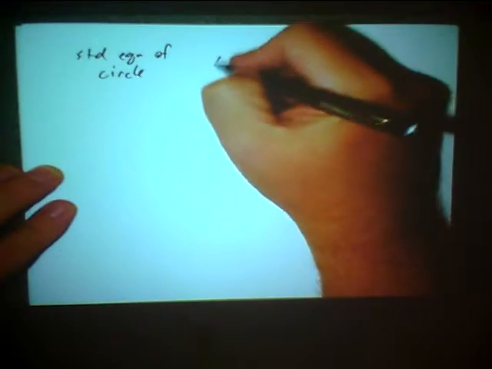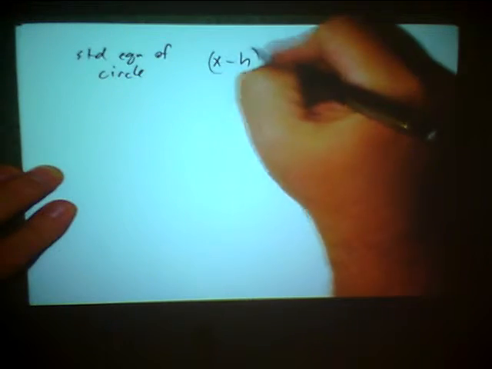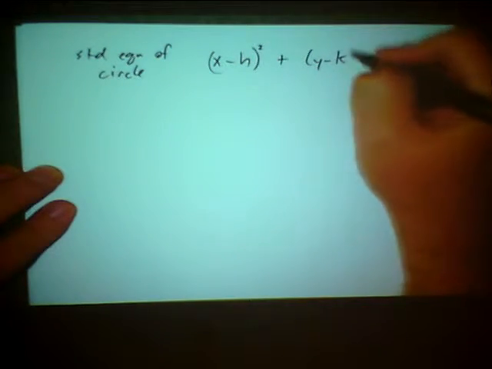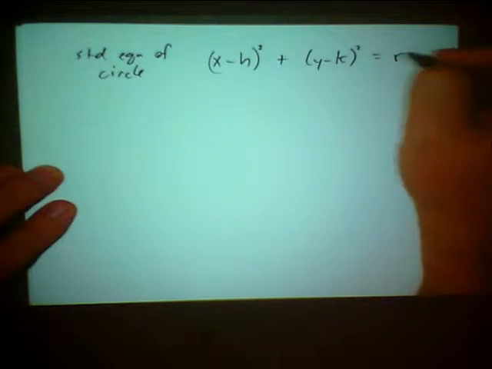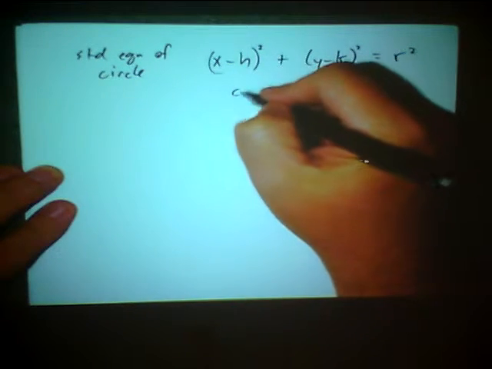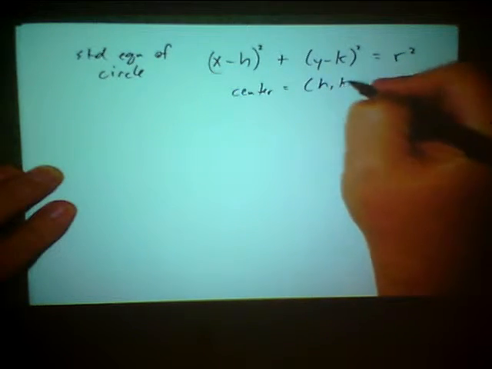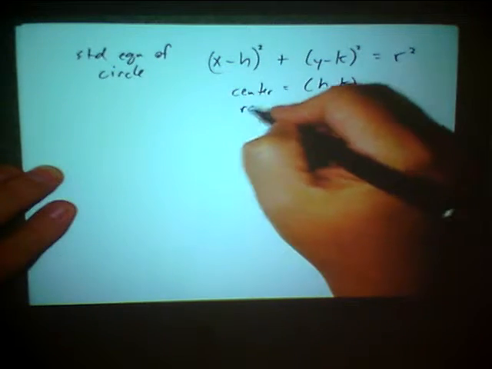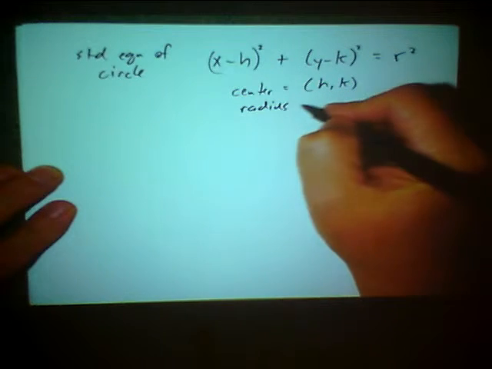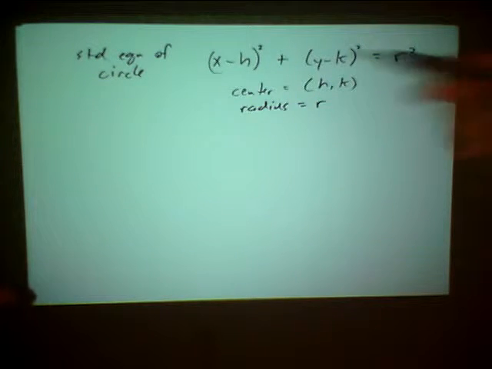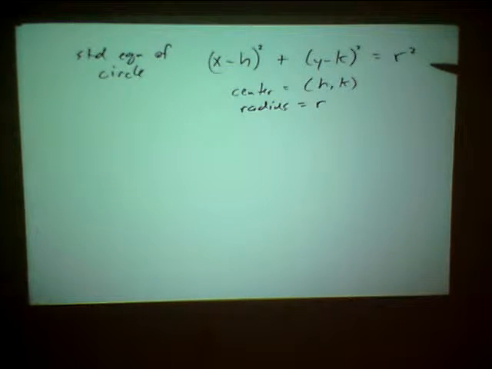It looks like this: (x minus h) squared plus (y minus k) squared equals r squared, where the center of the circle is (h, k) and the radius is r. Now sometimes they will give you the equation of the circle in this form, and it's very easy to find the center and the radius.